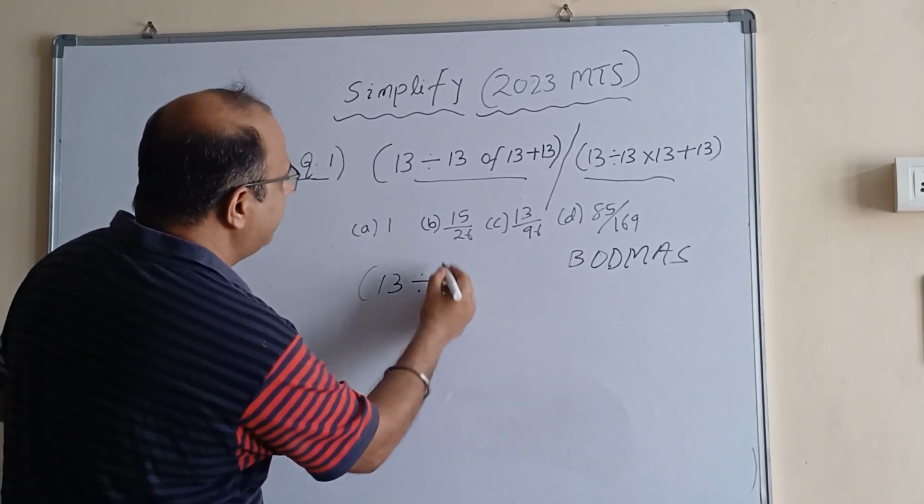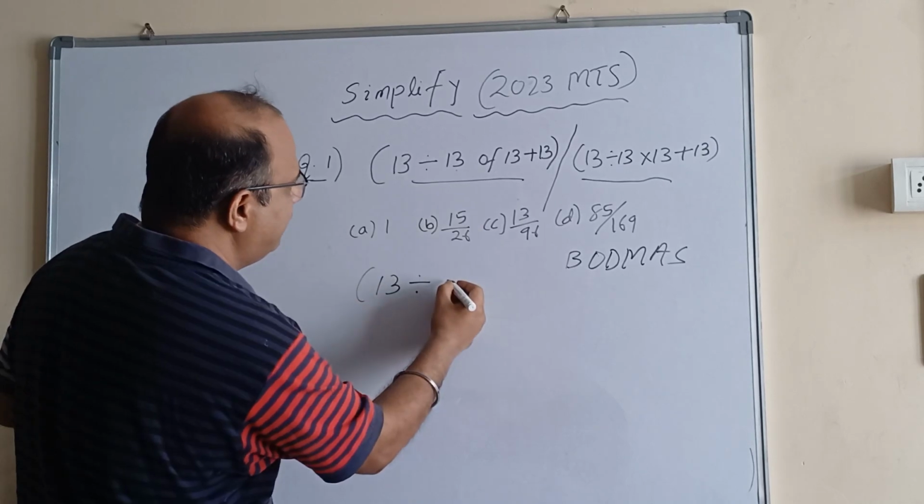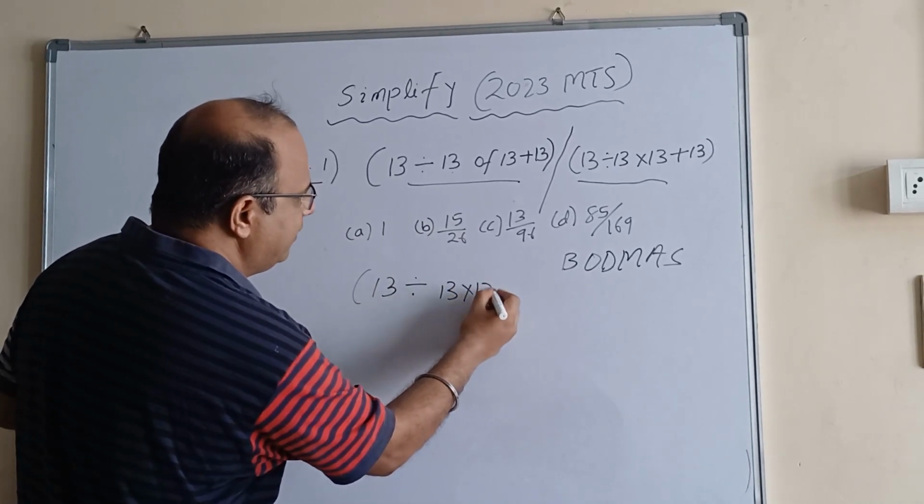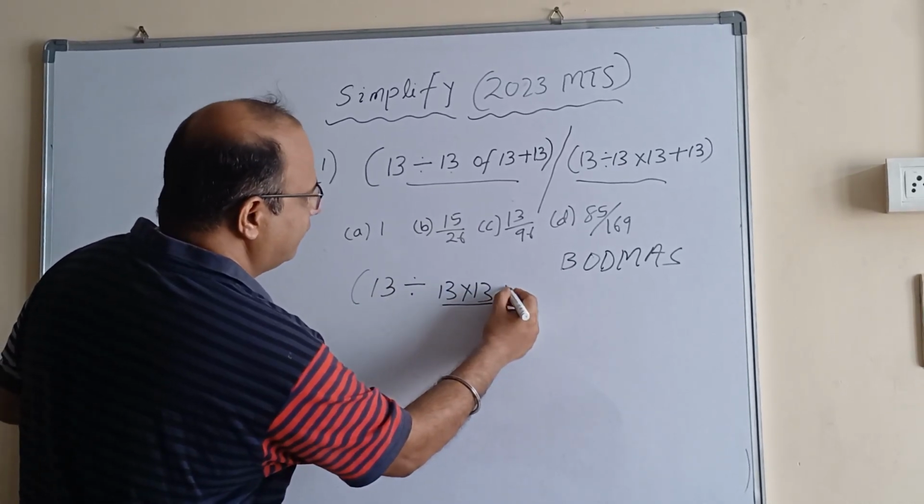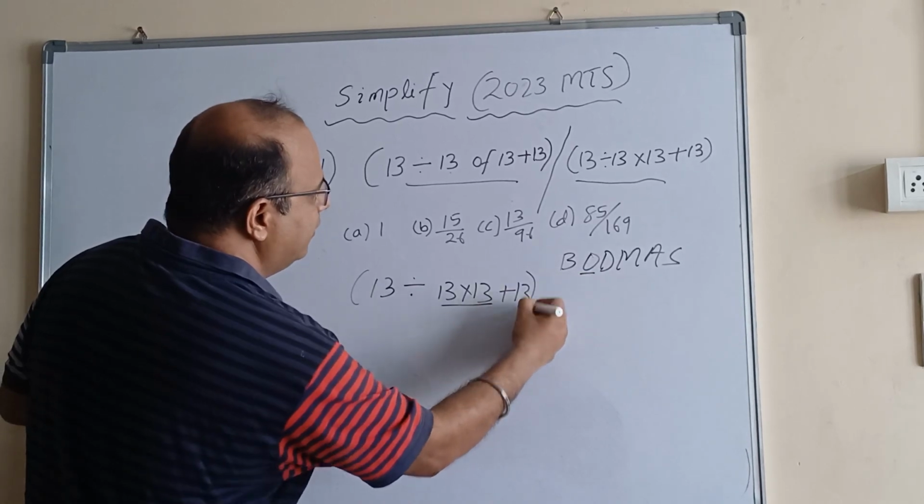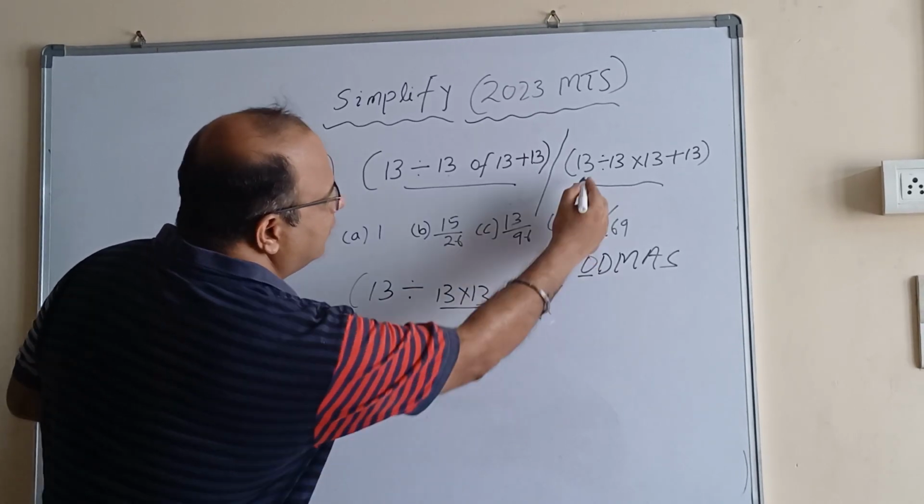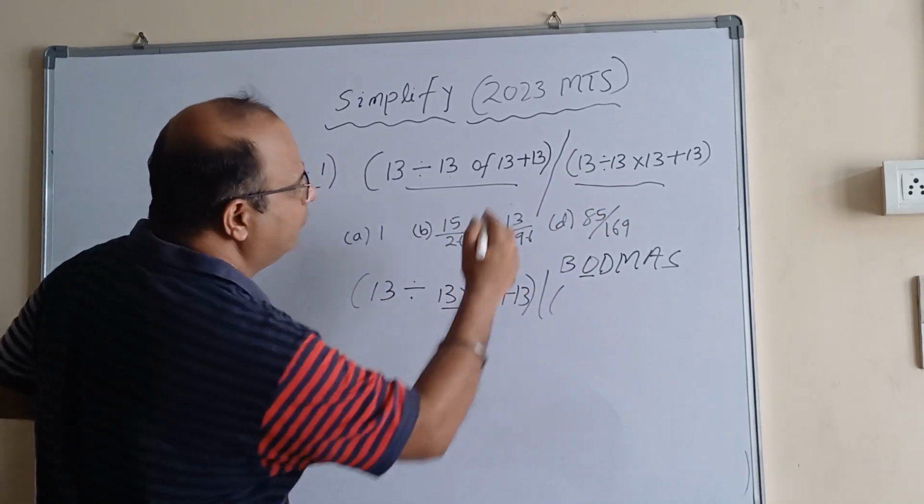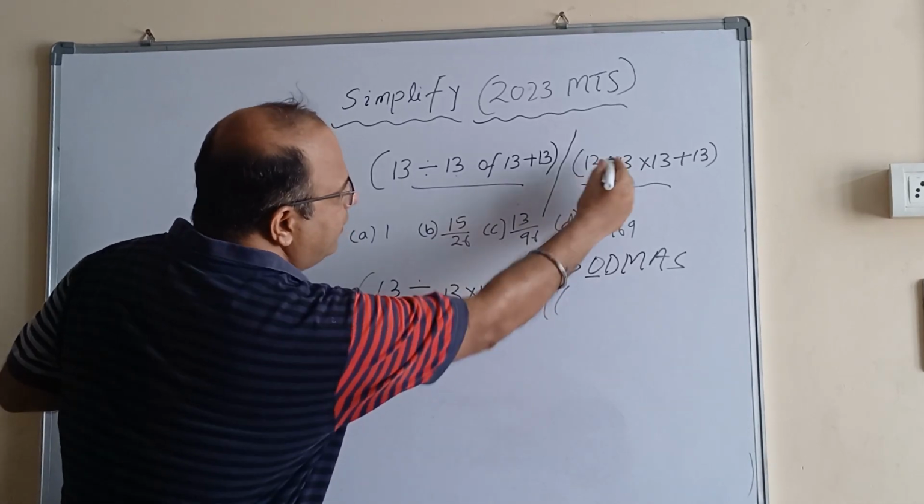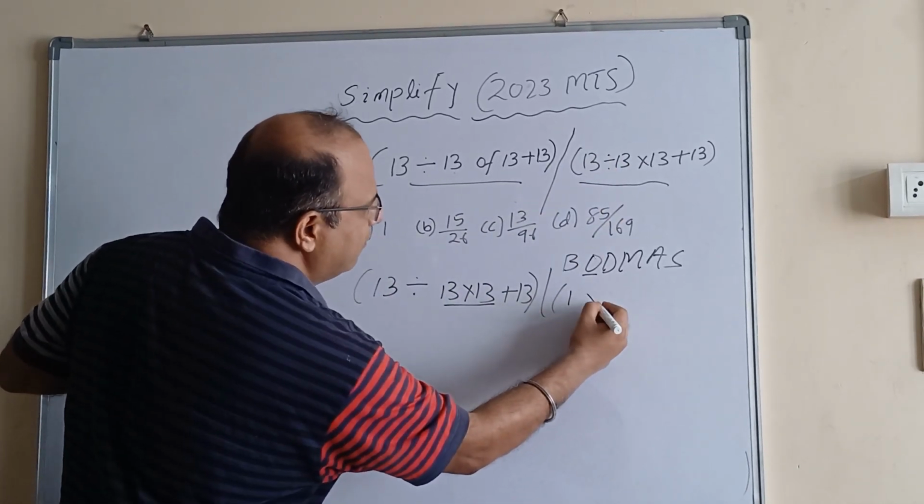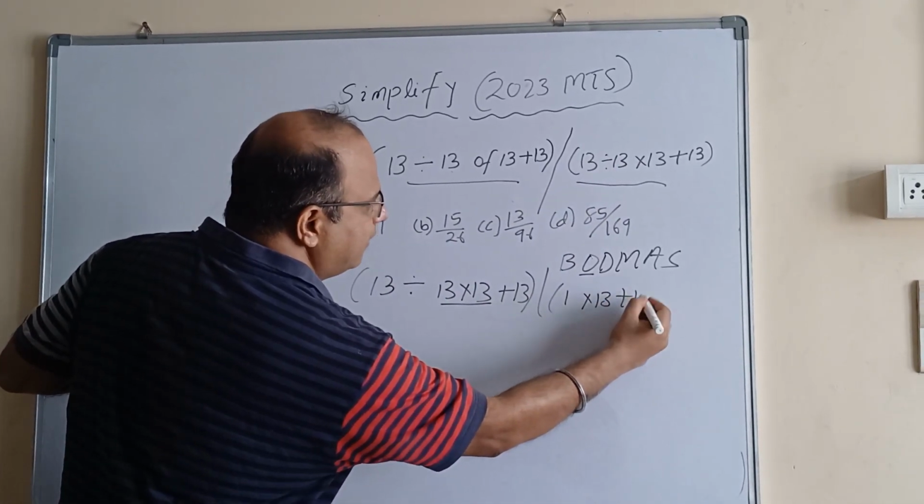13 divided by 13, but 13 of 13 is 13 multiplied by 13, and we have to perform this first because of this "of". Then in the denominator the division will be done first. So we get 13 divided by 13 is 1, multiplied by 13 plus 13.